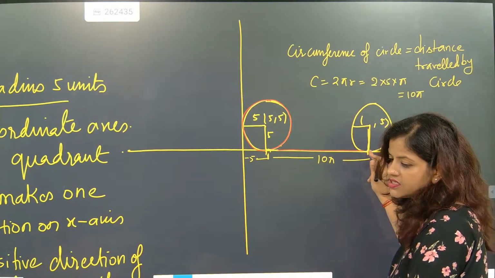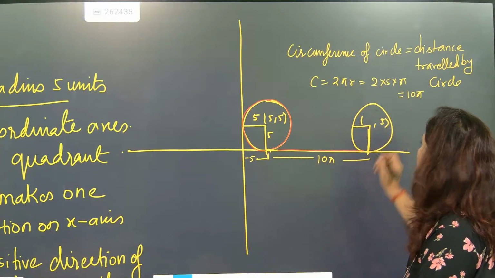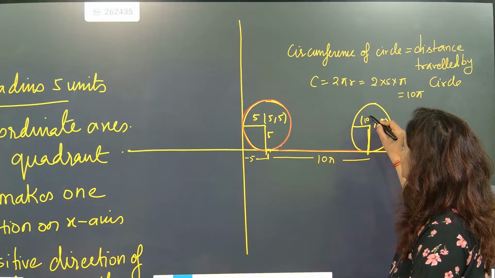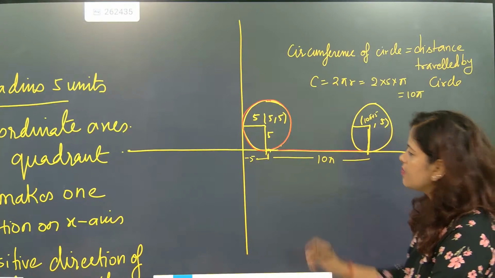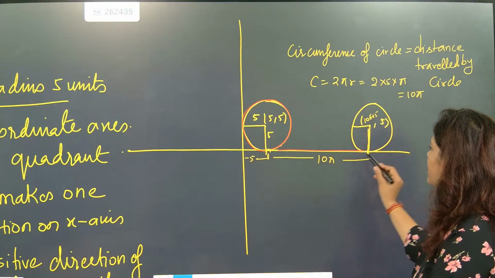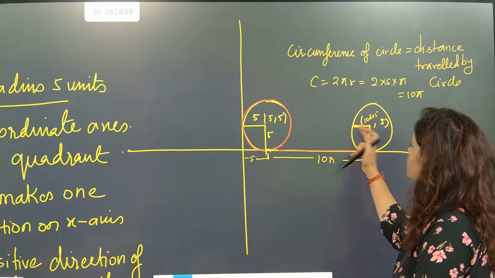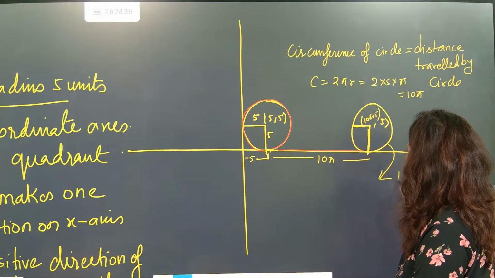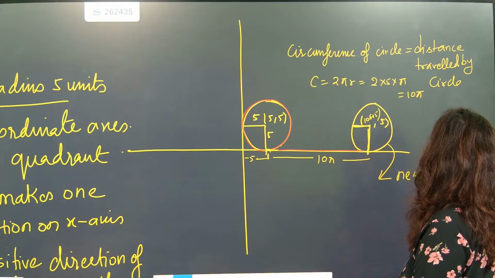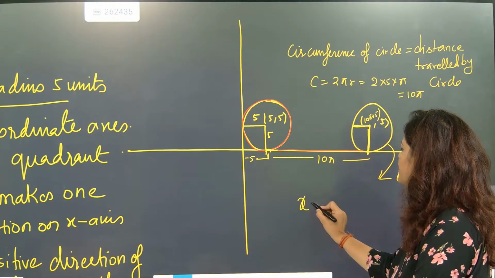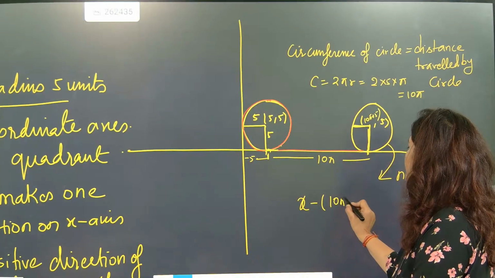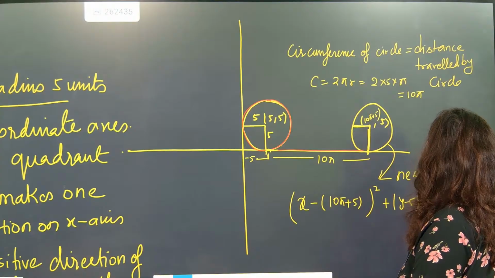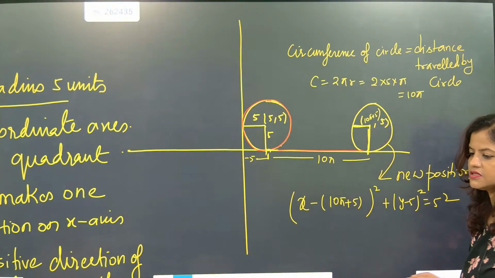So wherever the rotation ends, the circle will stand there only. The center value of this one will be considered as 10 pi plus 5. Always remember, because this part is 5 and this part is 10 pi. Total one rotation, so don't forget to add this 5. Okay, so 10 pi plus 5. So what will be the equation of the circle after the new position? The equation of the circle will become (x minus (10 pi plus 5)) whole square plus (y minus 5) whole square is equal to 5 square, because only x will change. Only this is the equation of the circle.